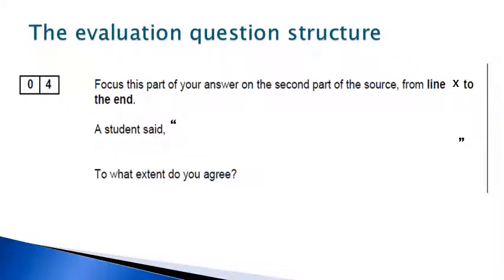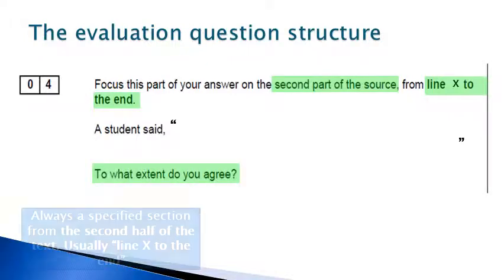So the evaluation question is going to look something like this. Focus this part of your answer on the second part of the source from line X, line whatever, to the end. You need to find that line reference and box it off. It gives you a statement said by a student or a reviewer or somebody who has read the text, and you are given the question, to what extent do you agree? And in the bullet points it asks you how the writer creates particular effects, and that how tells us that this is a language question in disguise. So remember, it's always the second part of the source, always has a line reference, it's always to what extent do you agree?